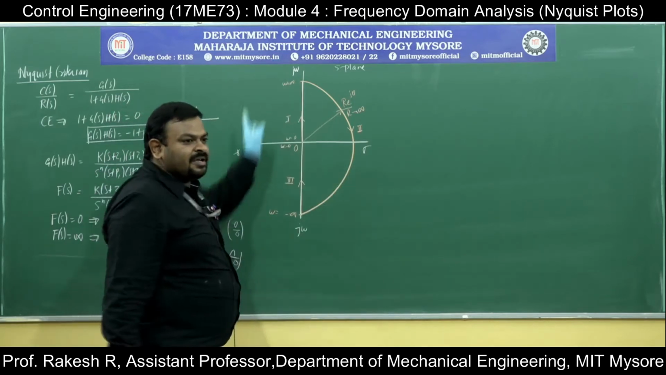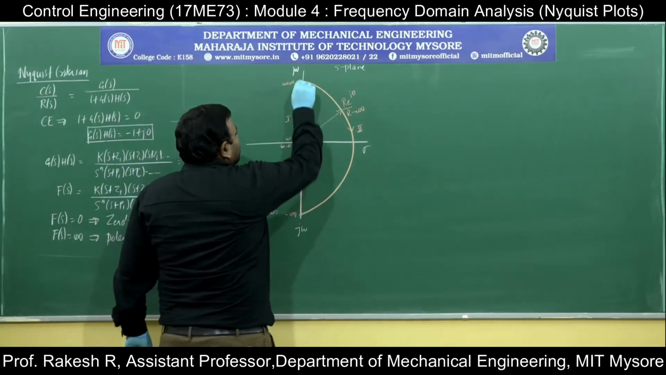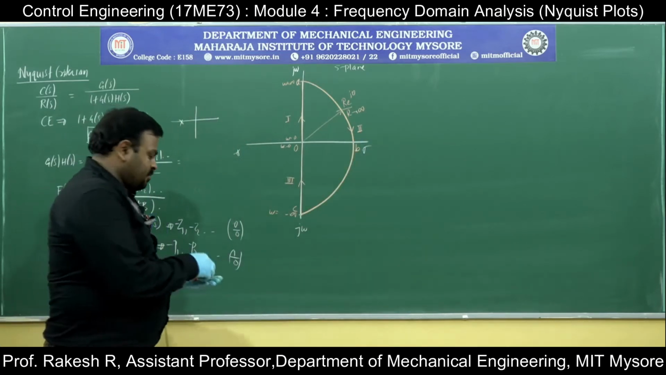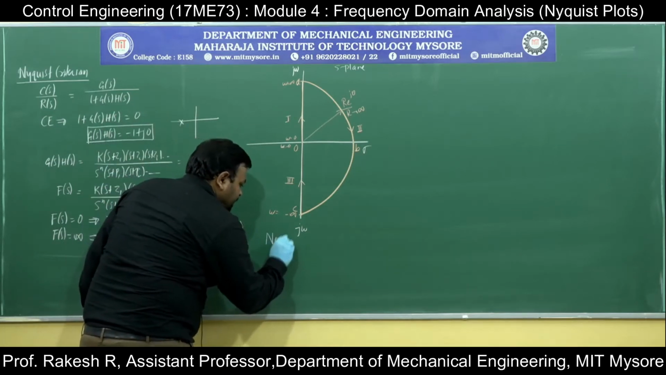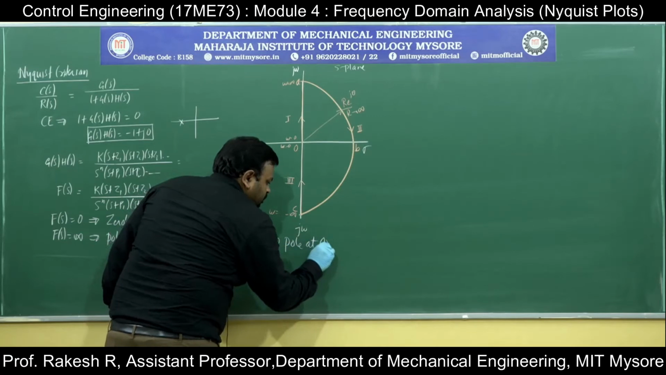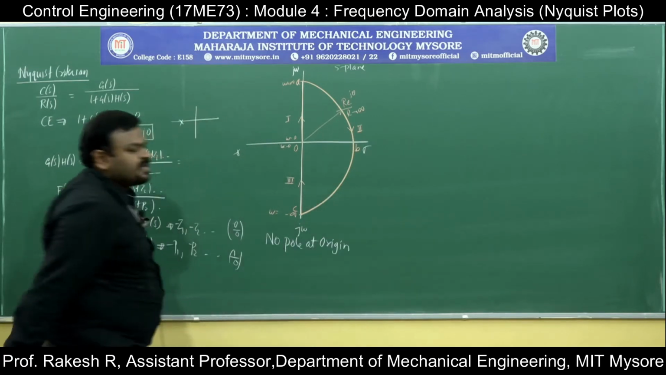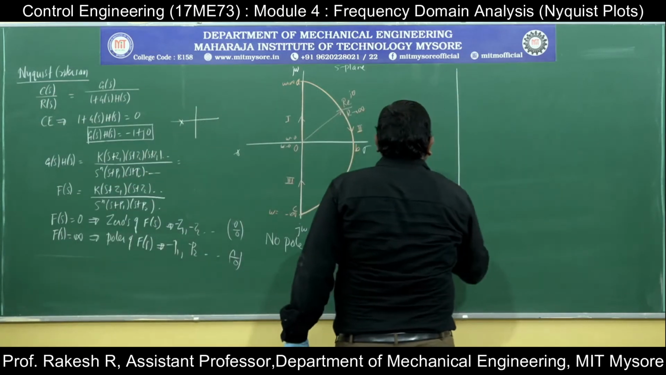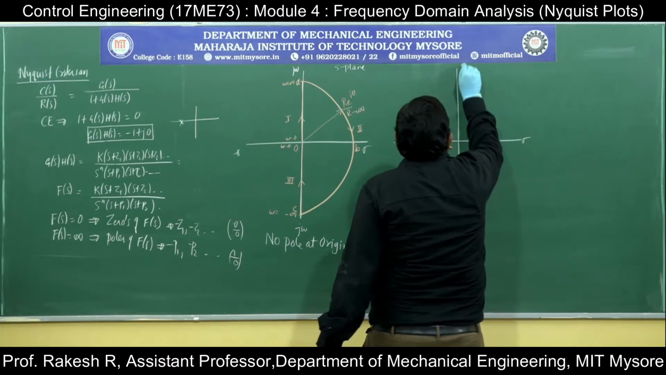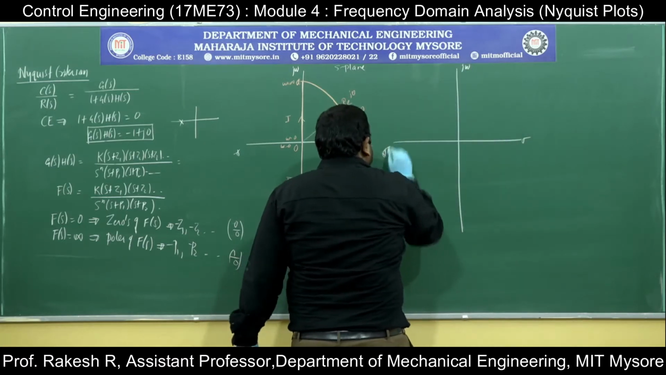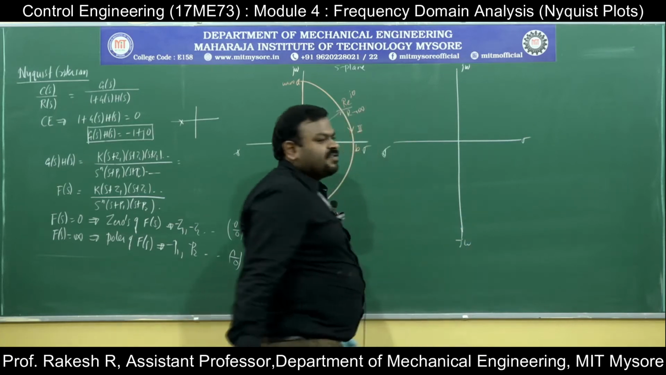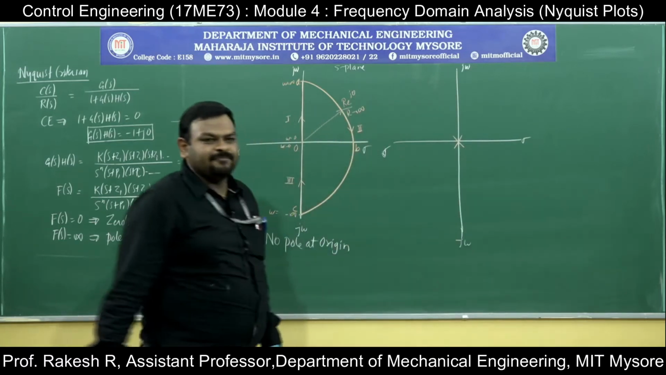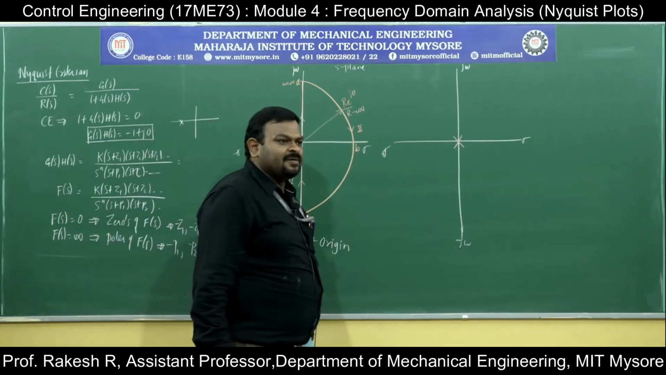So here the journey will be starting. This is O, A, B, C. This is the case where there is no pole at the origin. There is another case. If there is a pole at the origin, what do I need to do? This is sigma, j omega, minus sigma, minus j omega. If there is a pole at the origin, there is a culprit here.